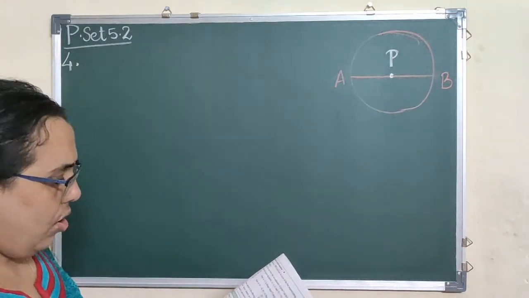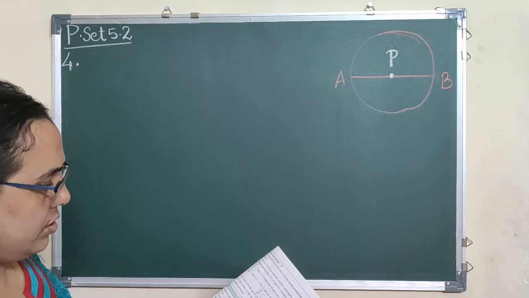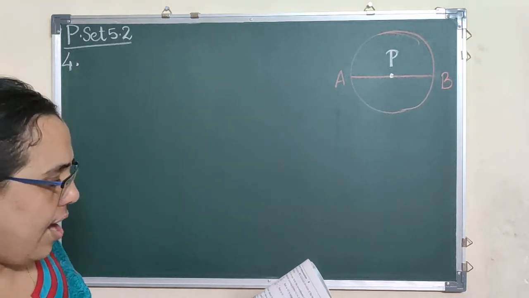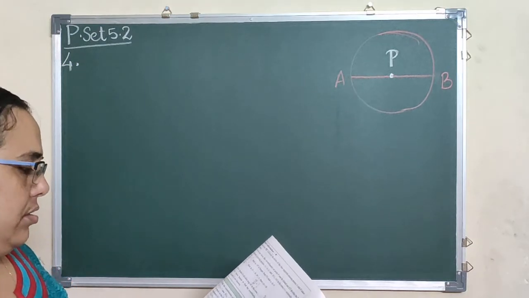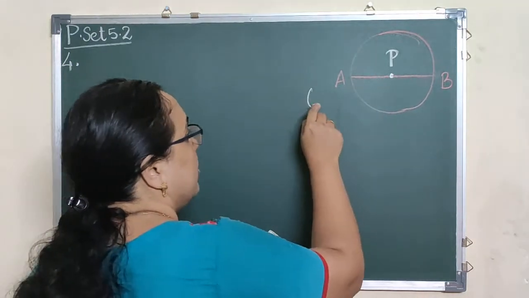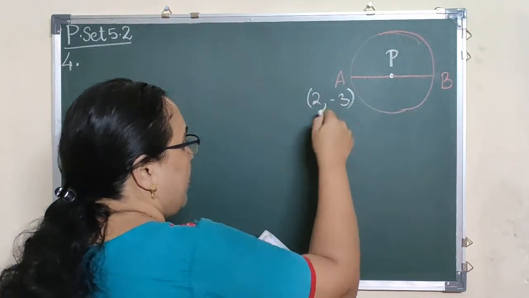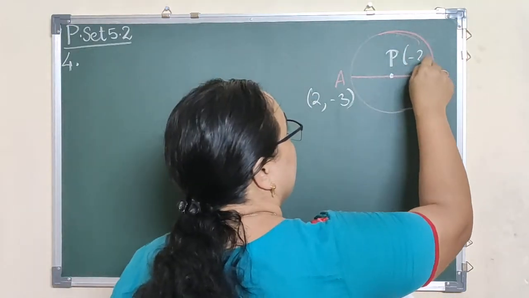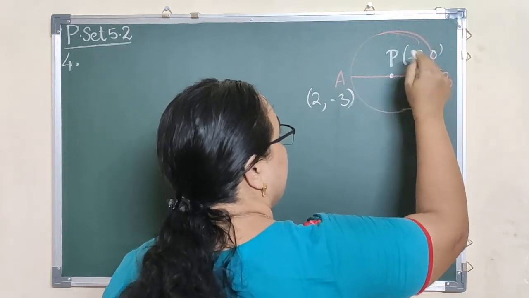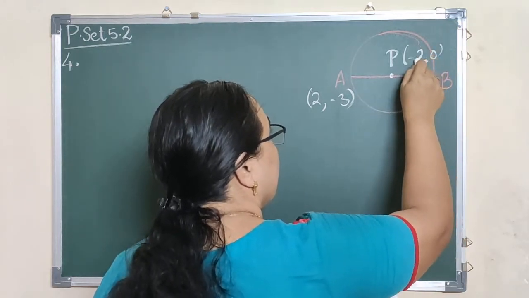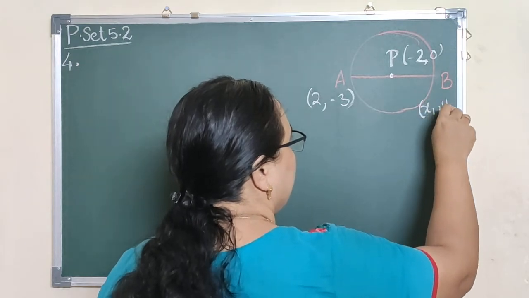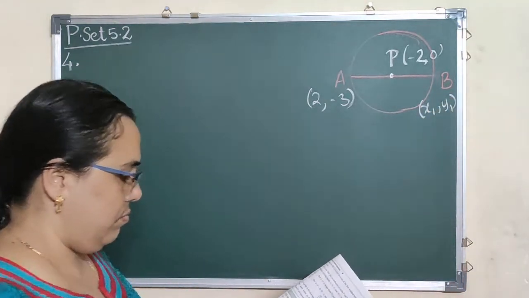Okay. Further, they are asking us to find the coordinate of point B, and they have given us A and P. A is (2, -3). P is (-2, 0), and B is unknown. So let us take it as (x1, y1).